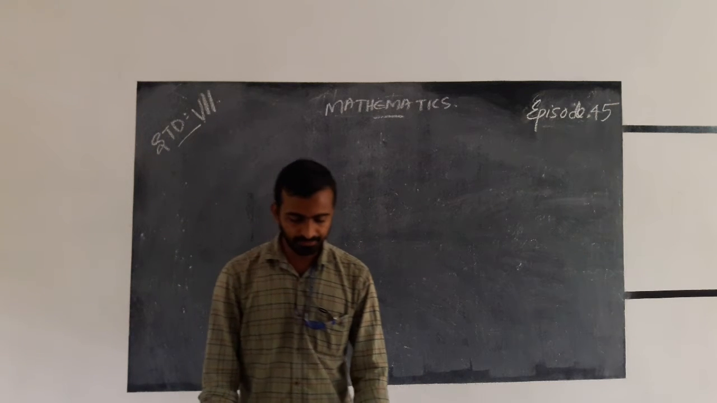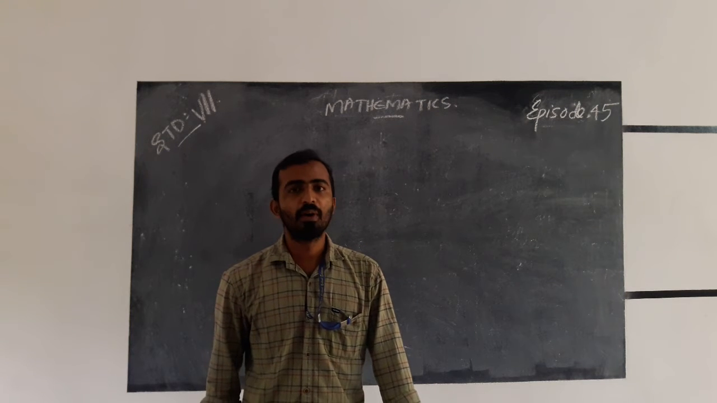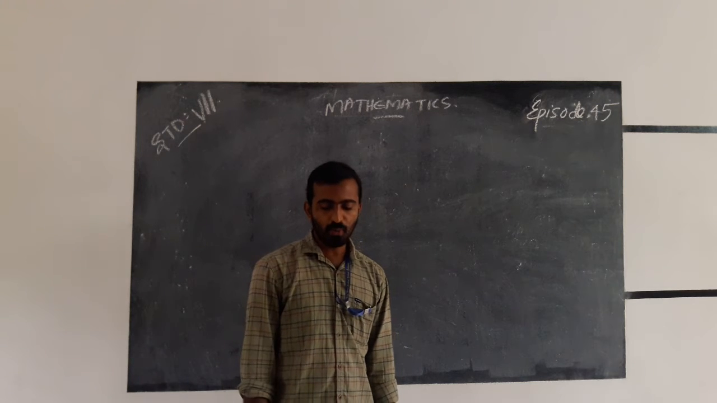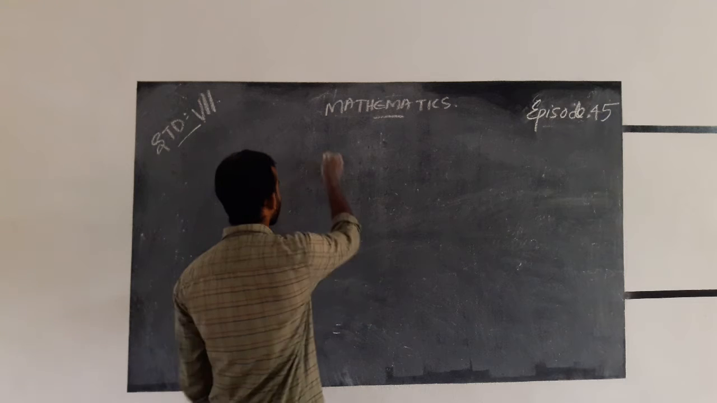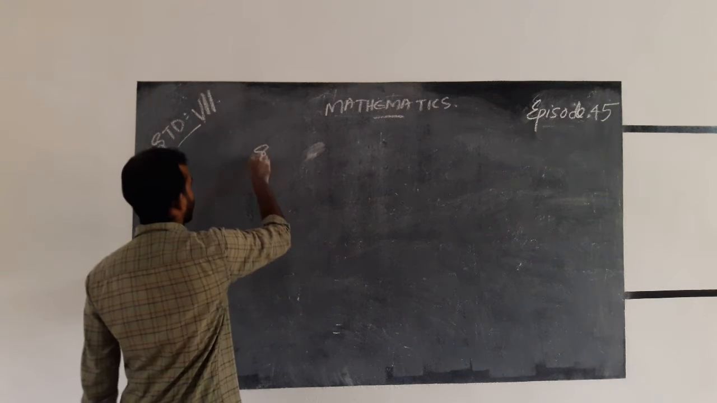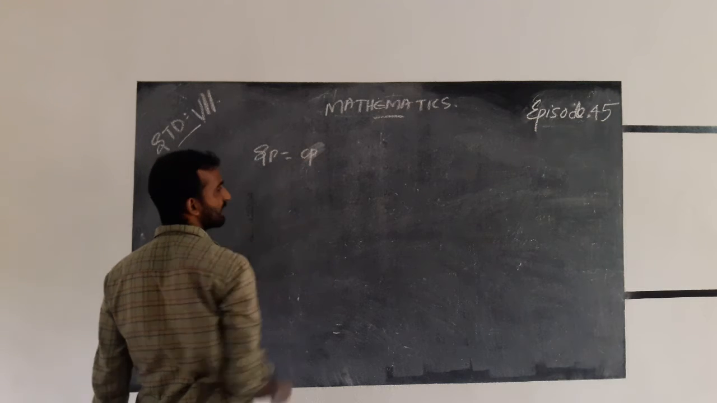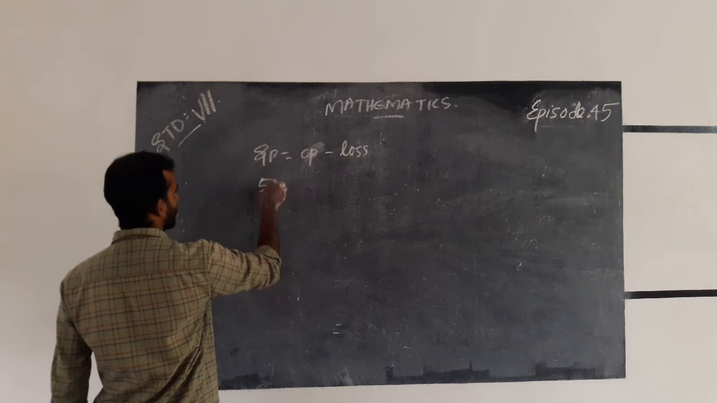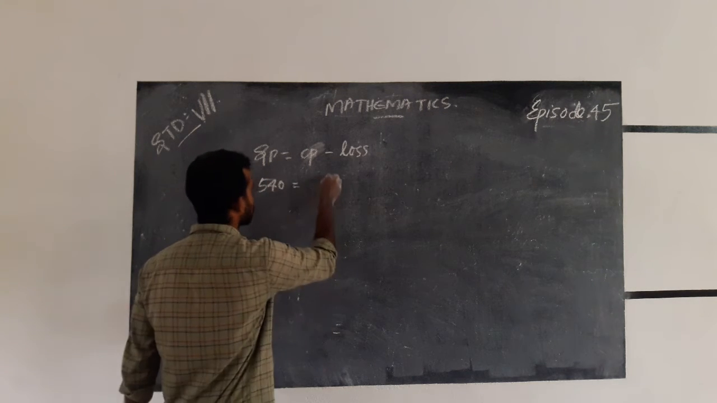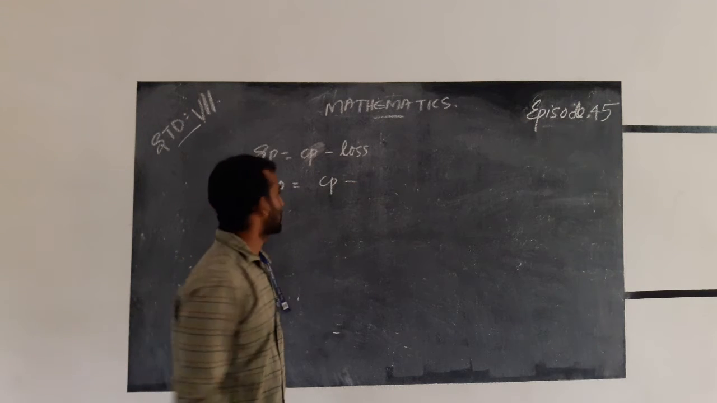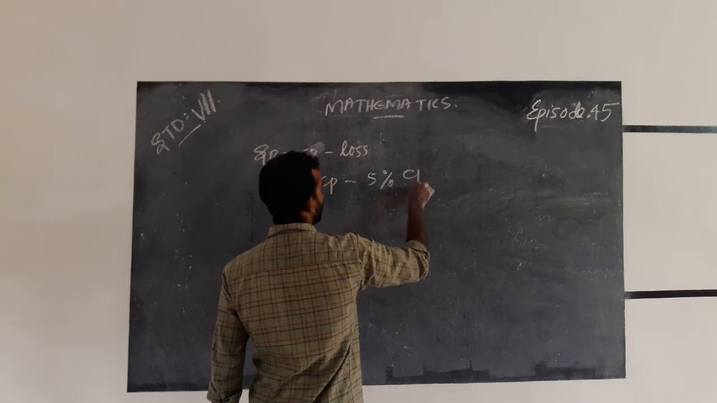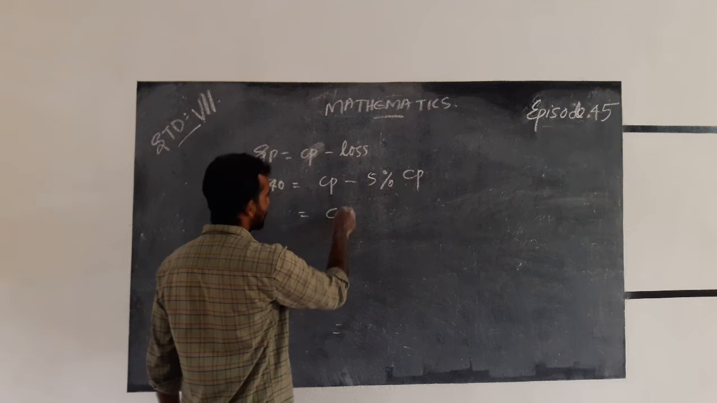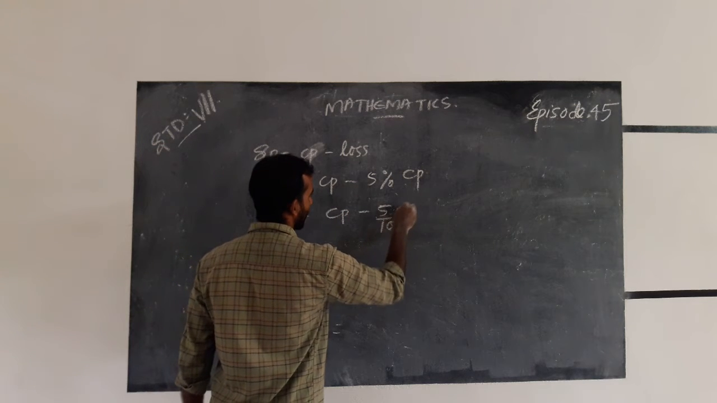The fourth question is, an item was sold for 540 at a loss of 5%. What was the cost price? Following this, we can write SP equal to CP minus loss. That is, SP is 540, which is CP minus 5% of CP. That is CP minus 5 by 100 into CP.